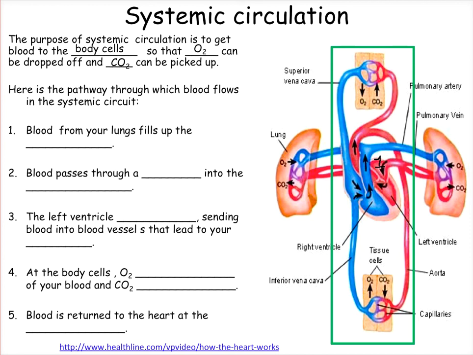From there, blood will pass through a valve. Sorry, that's the left atrium, number 1. From there, blood will pass through a valve, just like before. There, highlighted in white, is the valve. And it will pass to the left ventricle here. So it's going down to the left ventricle and filling up the left ventricle.